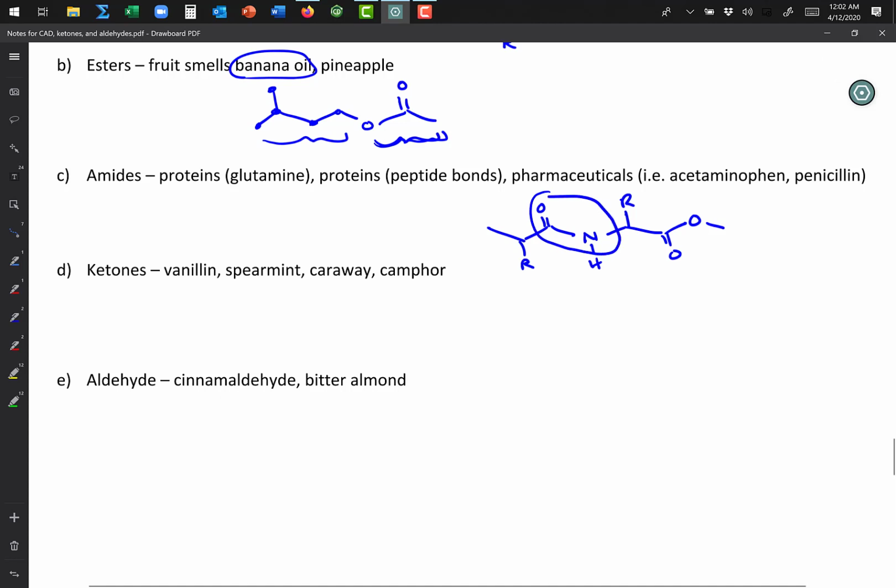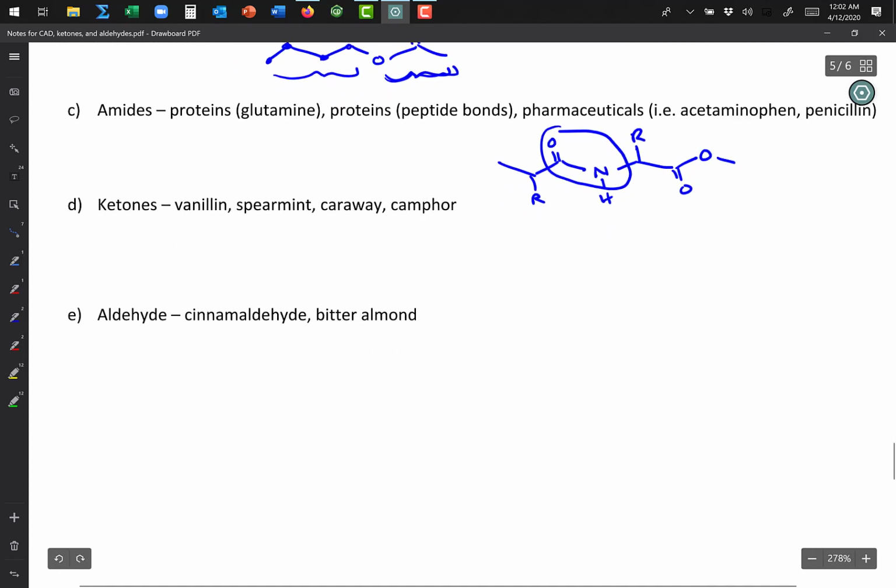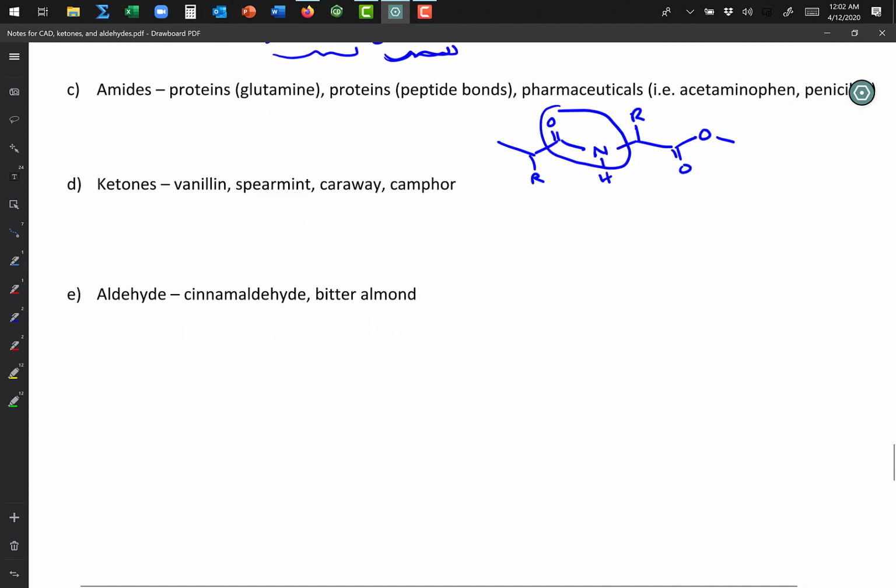And then we see a lot of amides in pharmaceuticals. So acetaminophen and penicillins are examples of amides. And again, I'm pretty sure those probably are in your book.